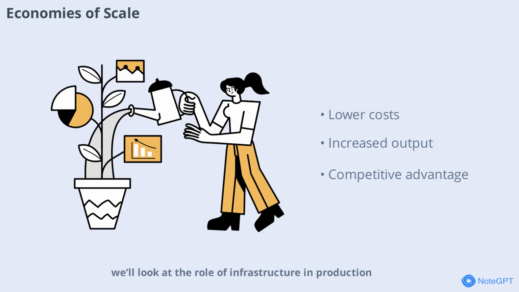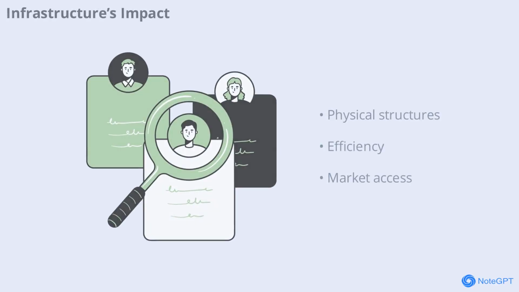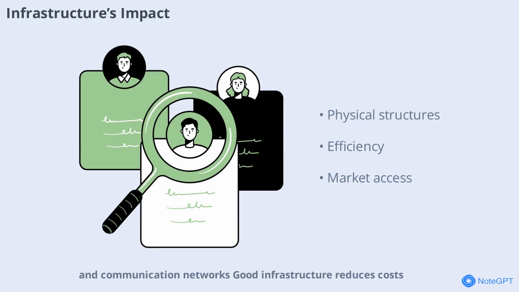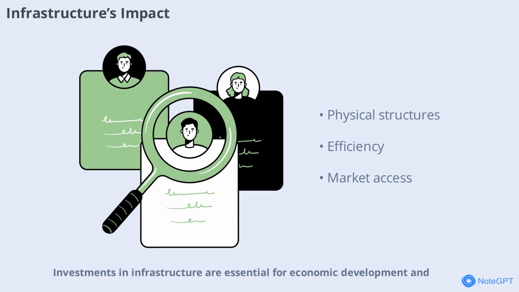Next, we'll look at the role of infrastructure in production. Infrastructure includes the physical and organizational structures needed for production, such as roads, power plants, and communication networks. Good infrastructure reduces costs, improves efficiency, and connects businesses to markets. Investments in infrastructure are essential for economic development and can attract more capital and labor to a region.